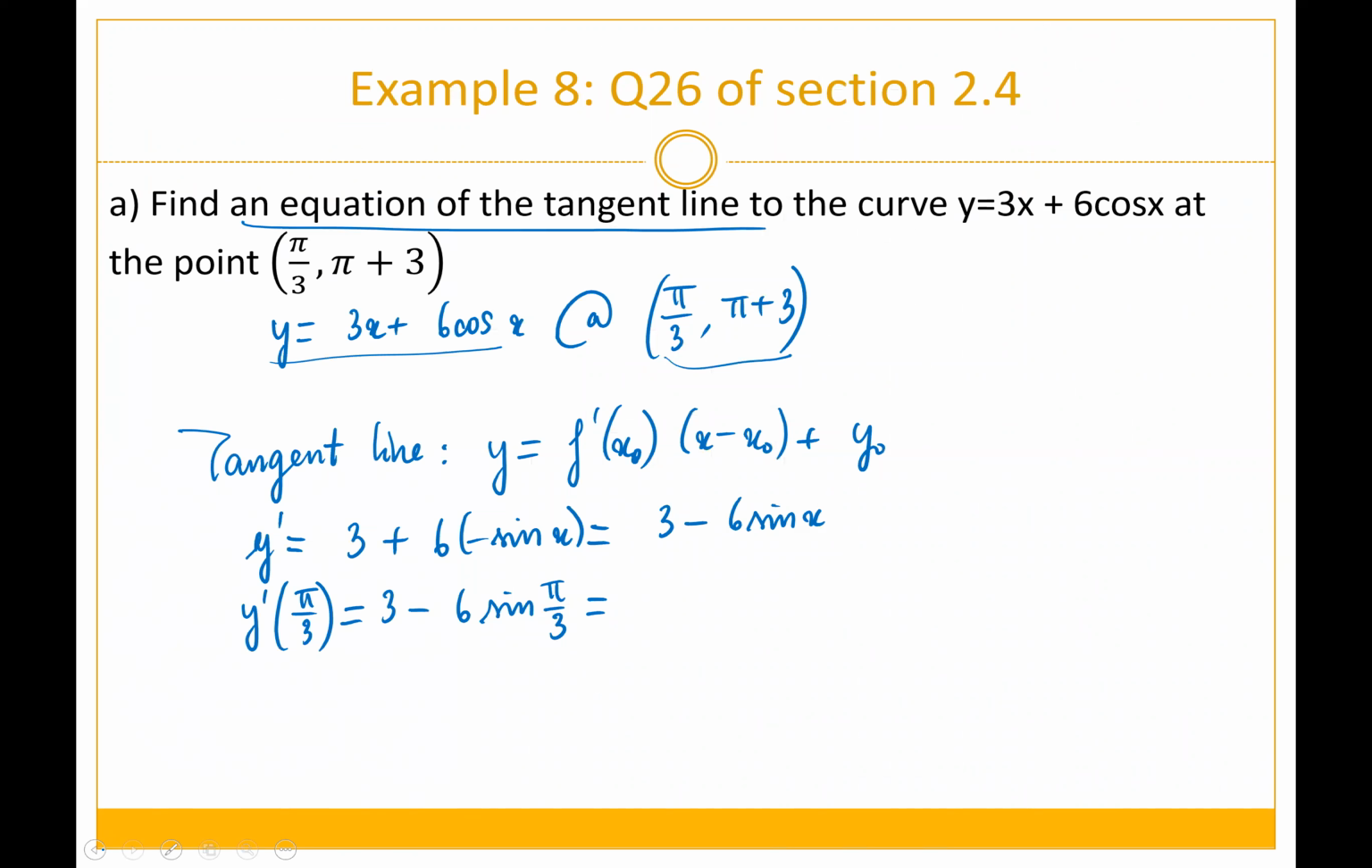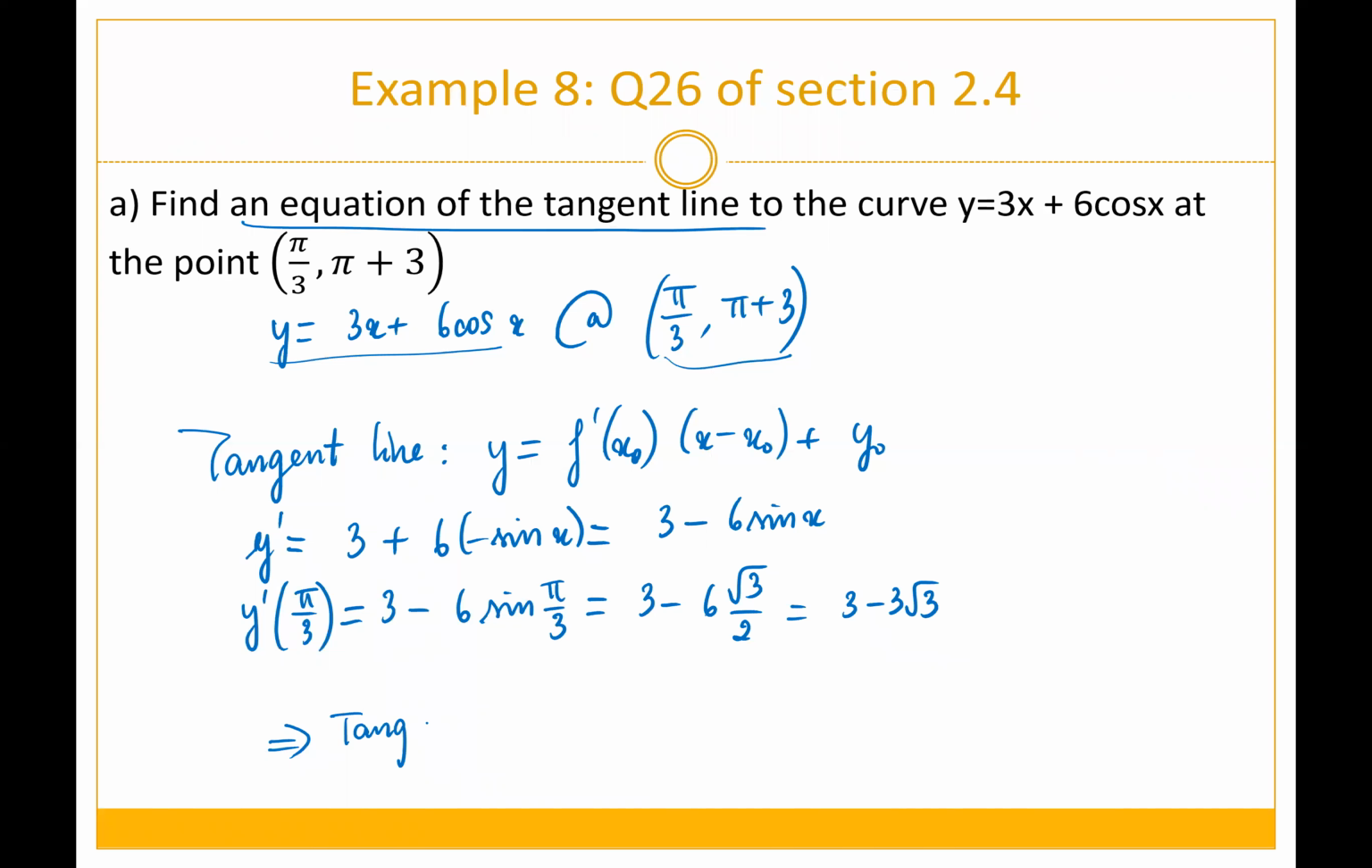Sine of pi over 3, as I look at my unit circle, is going to be square root of 3 over 2. So it's going to be 3 minus 6 times square root of 3 over 2, or 3 minus 3 square root of 3. Now we just need to plug everything in to find the tangent.